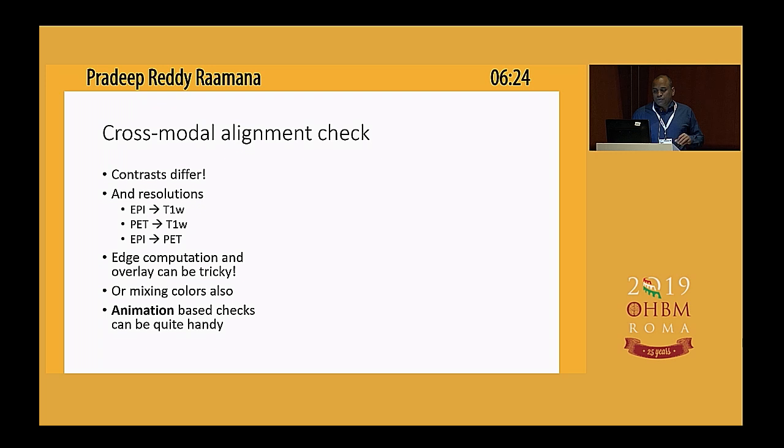So when you have to do a cross-modal alignment check, it gets a little tricky. This simple color mix or checkerboard is often not very useful because of the differences in contrast as well as resolutions. And edge computation is also pretty tricky. So animation-based checks, in my experience, have proven extremely valuable. Just simply flipping between the two modalities, or any number of modalities, so to say. In the case of quantitative MRI, this can really help check alignment quickly.